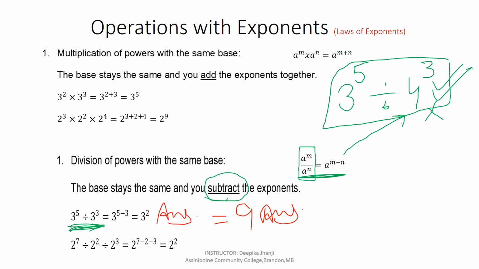Another example I have is where we have three bases, 2 raised to power 7, 2 raised to power 2 and 2 cube. Base is common, so we're going to just subtract the powers, right? So 7 minus 2 minus 3, and that becomes 2 square, and you finally get 2 raised to power 4, right?